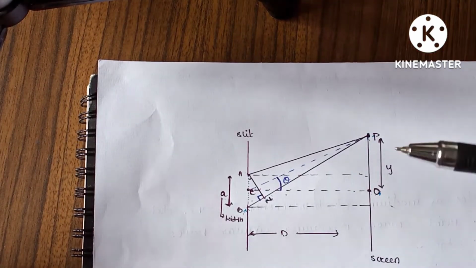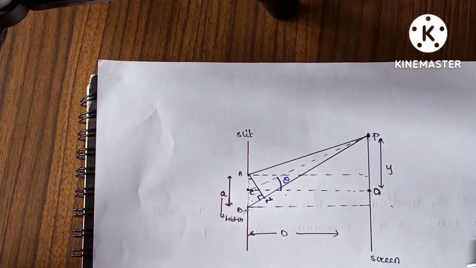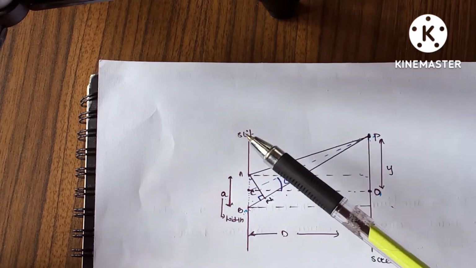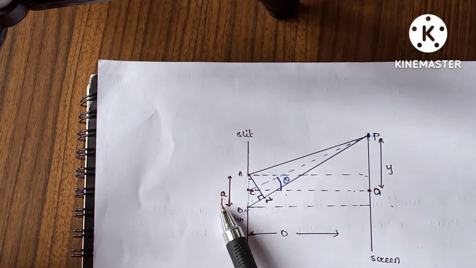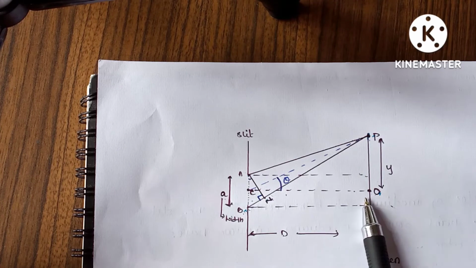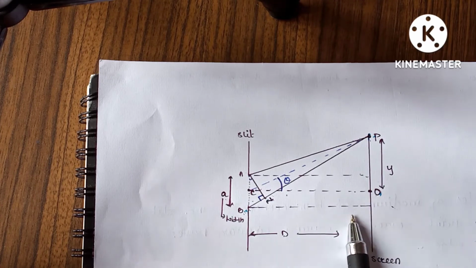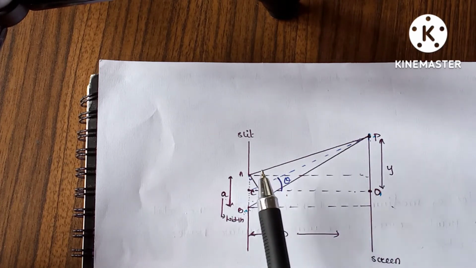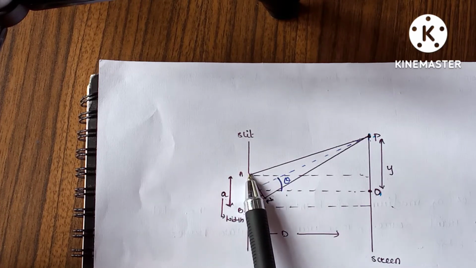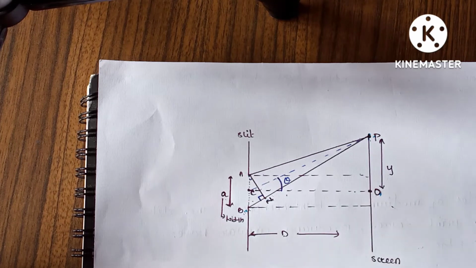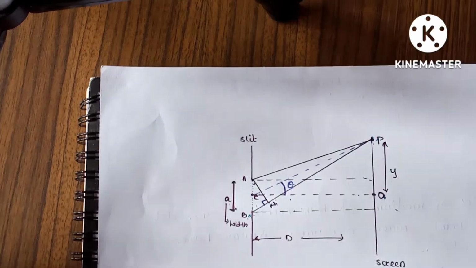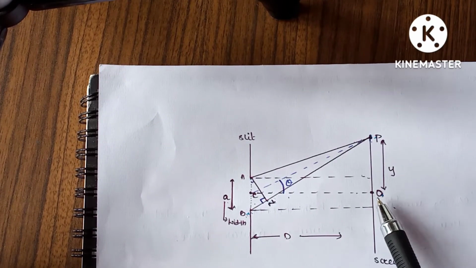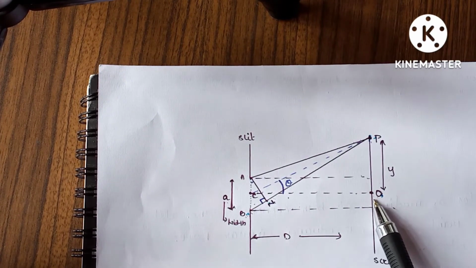So this is the whole diagram that I already drew. Here you can see AB is an opening, and this small letter a is its width. O is a point on a screen at distance D such that the waves from A and B reach at the same distance and in the same phase. This O is the central bright.